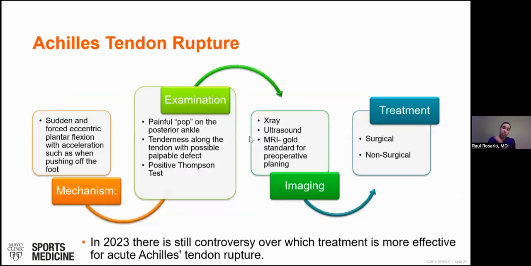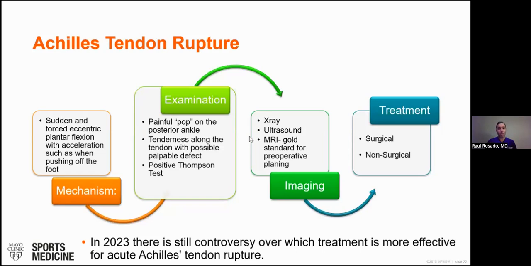So Achilles tendon rupture is one of the biggest injuries out there that are scary, and the recovery takes a long time. A bunch of NBA players have had these problems, including Kobe Bryant. Basically, it's a sudden and forceful eccentric plantar flexion with acceleration, when you're pushing your foot through the floor. The patient would describe a pop sound in the posterior ankle. Sometimes they feel like they got shot in that area.